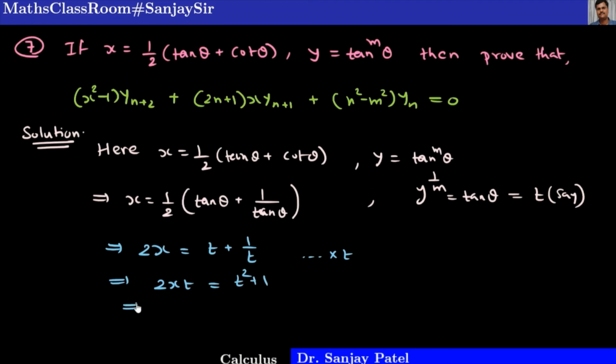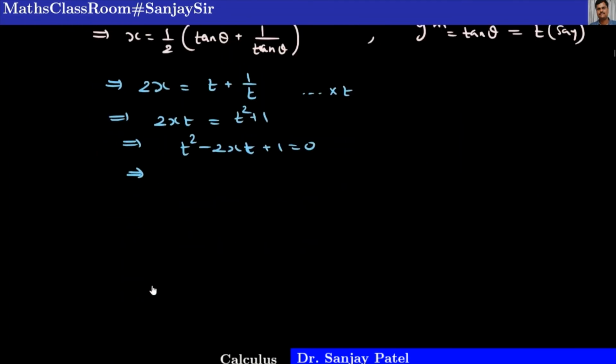Okay, and this gives us t square minus 2xt plus 1 is equal to 0. So again, as in the previous problem, we can also make this into a perfect square by adding and subtracting x square. So t square minus 2xt plus x square, minus x square plus 1 is equal to 0, which gives us (t minus x) whole square is equal to x square minus 1.